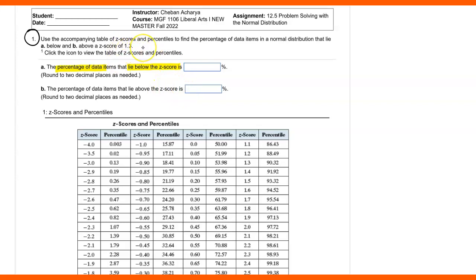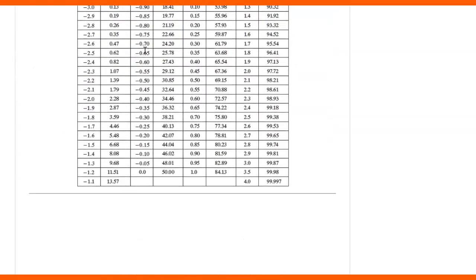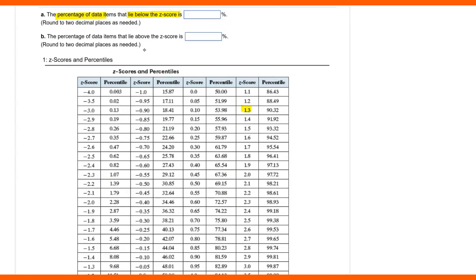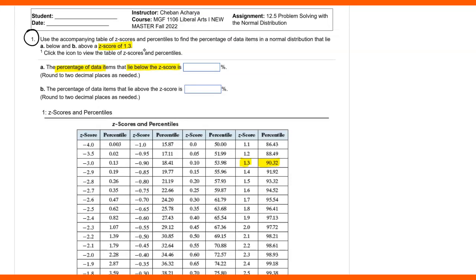1.3 is the crucial number here, which is the z-score. Let's find 1.3 on the table. 1.3 you can see here. And what's the percentile for 1.3? 90.32. That means this 90.32 is the percentage below that z-score, which is 1.3.